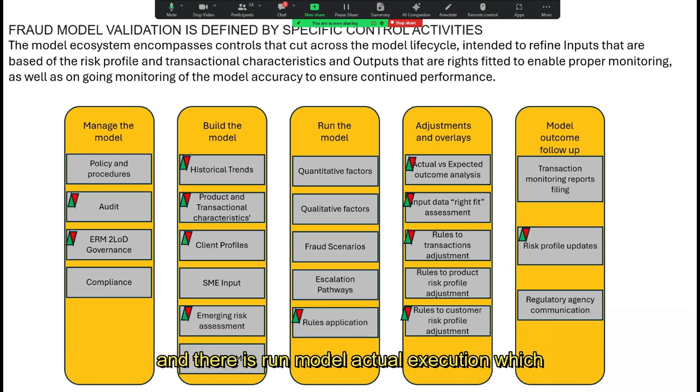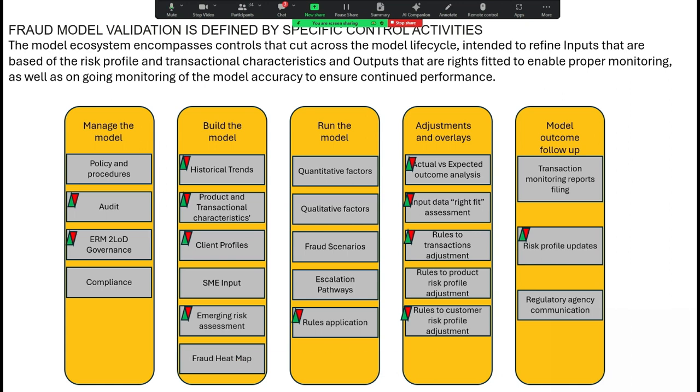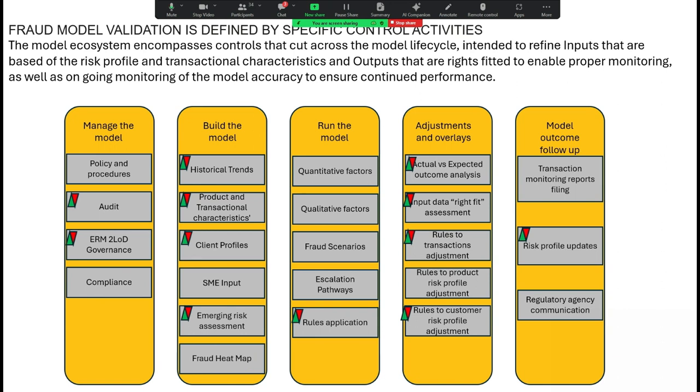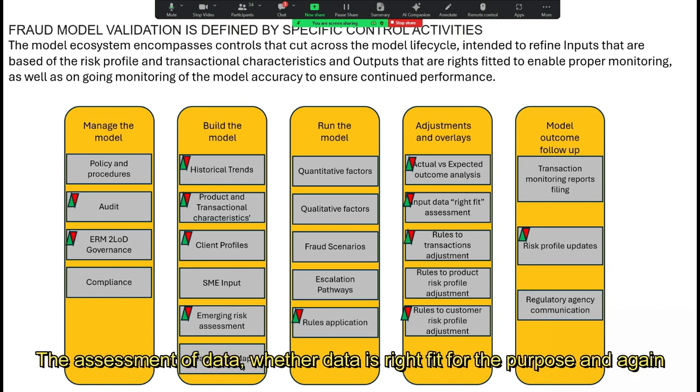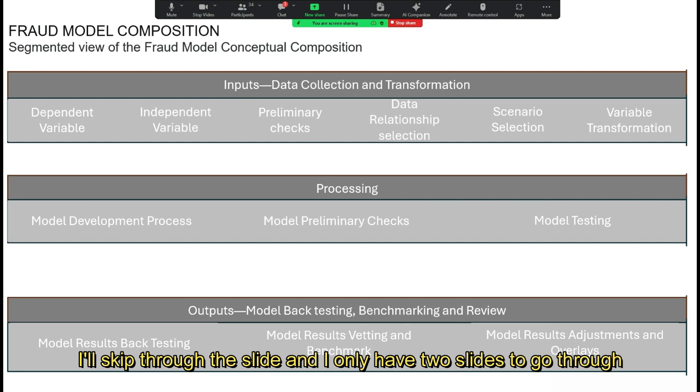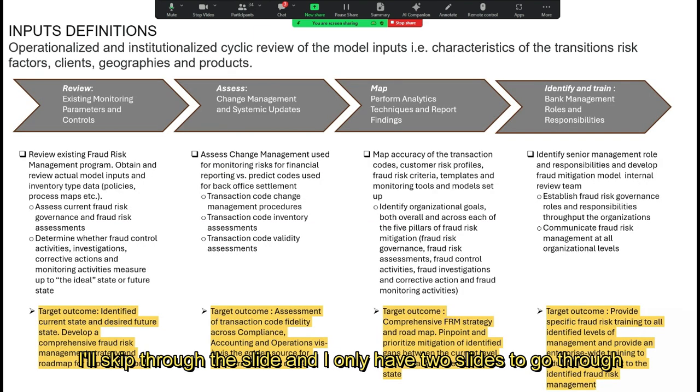And there is run the model, the actual execution, which depends on the quantitative and qualitative factors, the escalation pathways and the application of the rules. There are adjustments and overlays, actual versus expected, the assessment of whether data is the right fit for the purpose, and again the associated native controls, and the outcome follow-up based on the risk profile update. I'll skip through the slide, and I only have 2 slides to go through.